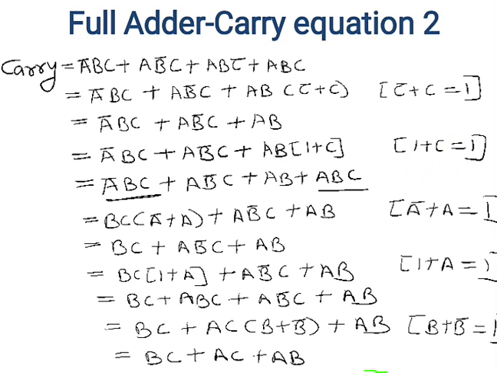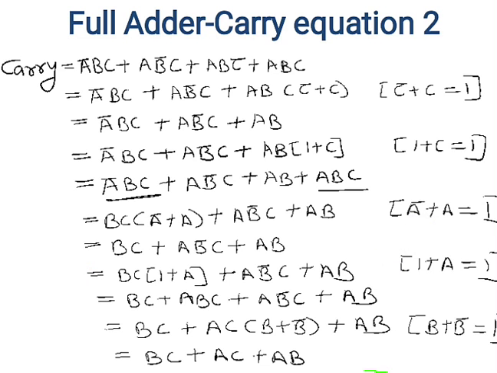Now we will simplify this. A bar BC plus AB bar C plus AB plus ABC. From A bar BC plus ABC we will take BC outside and you will get A bar plus A. Then AB bar C as it is, AB as it is. A bar plus A is equal to 1. So BC into 1, plus AB bar C plus AB. Now for BC into 1, we are adding 1 plus A, because for BC the remaining variable is A. So 1 plus A is equal to 1, so adding 1 plus A doesn't have any effect.